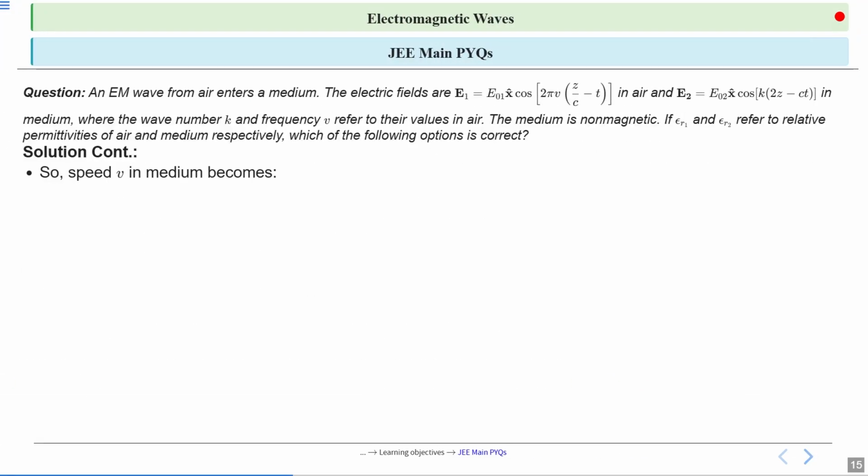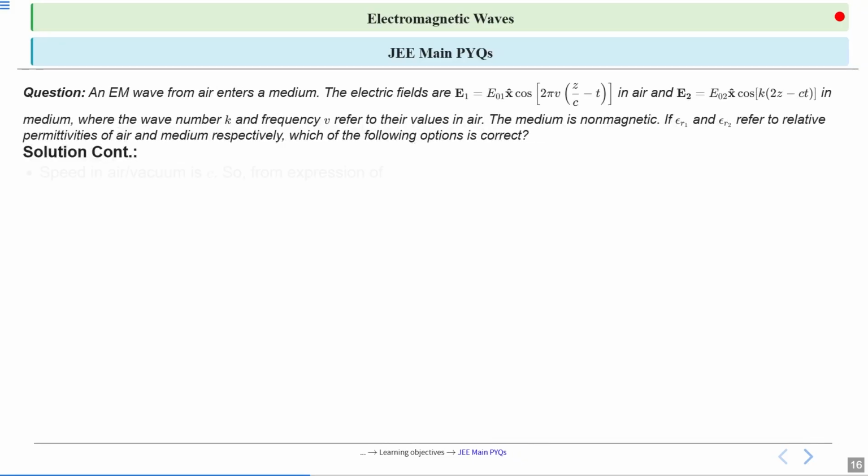Now the speed v in the medium becomes v equal to omega by k medium, which is equal to omega by 2k. Omega by k for air is c. So v will be equal to c by 2, because c equals omega by k.